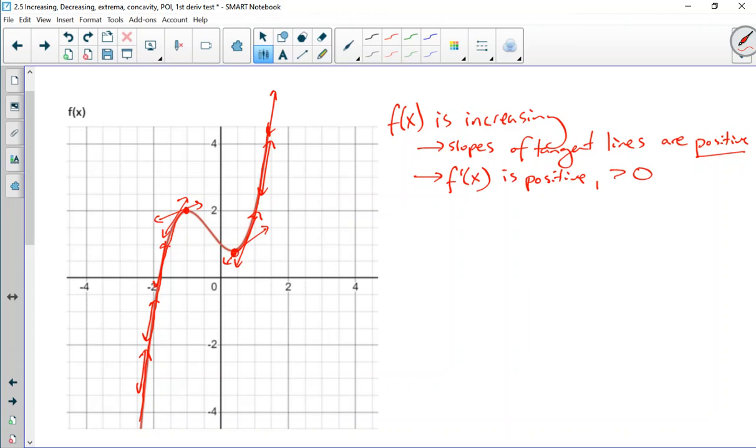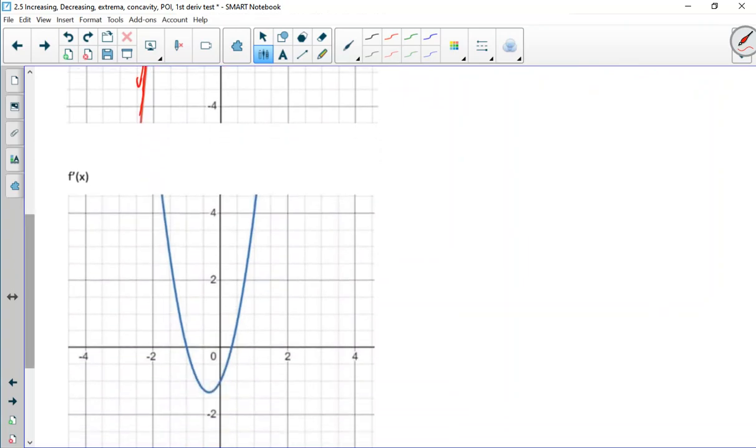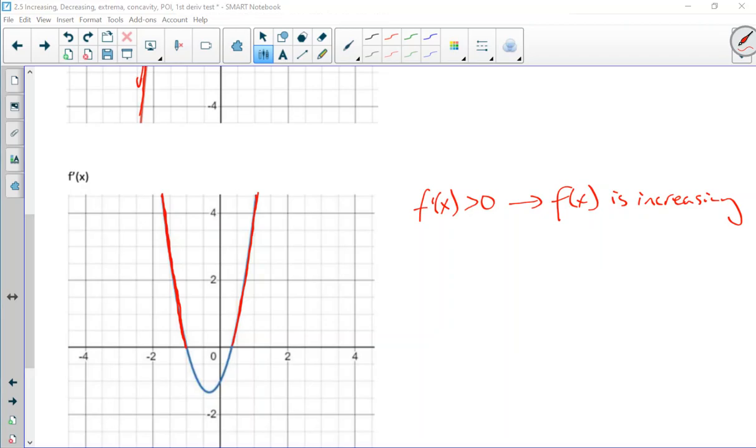And so we can see that it's increasing basically until -2 and somewhere around 1/2, or 4/7, some weird fraction. But if we look down at the derivative, we should notice that f prime of x is positive on those exact same intervals. And so we'll write the reverse here. And we'll write that if f prime of x, the derivative, is greater than 0, then f of x is increasing.